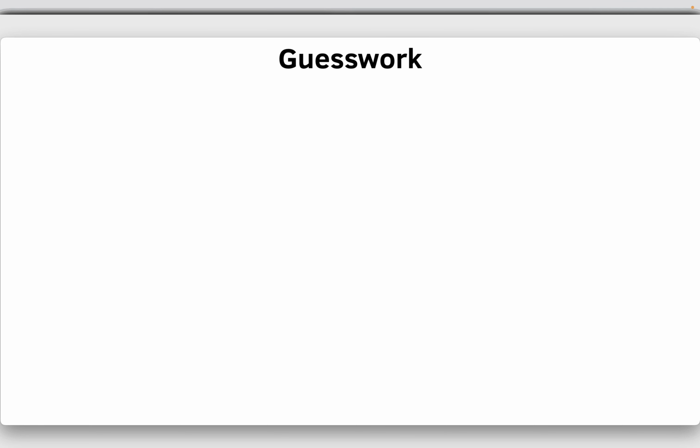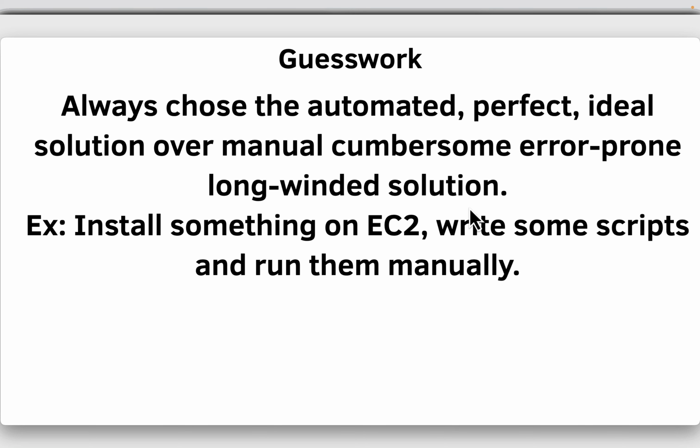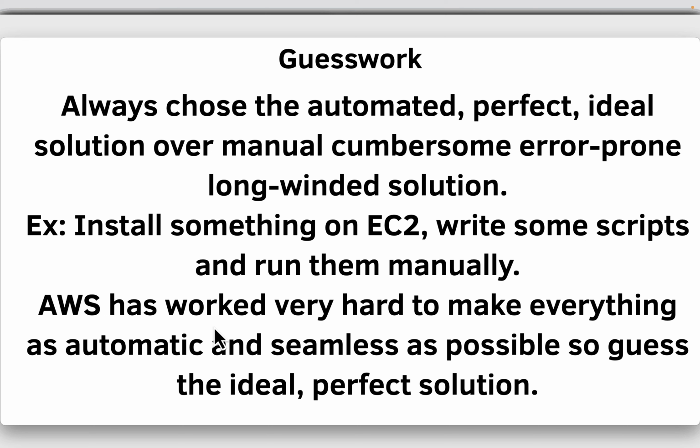So when you have to do guesswork, always choose the automated, perfect, ideal solutions over manual, cumbersome, error-prone, long-winded solutions. This only applies when you are left with no choice and you have to just guess. Examples: let's say one option is install something on EC2, write some scripts and run them manually. Most of the time this would be incorrect, because AWS has worked very hard to make everything as automatic and seamless as possible. So guessing the ideal, perfect solution will most likely get you the score.